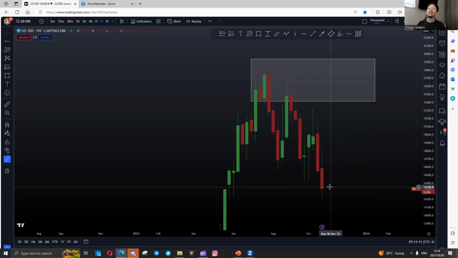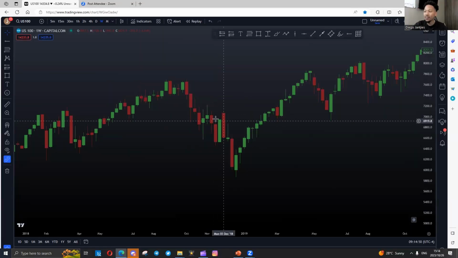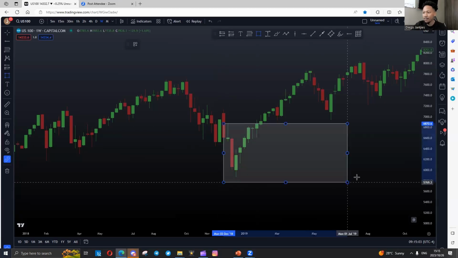Now let's look at an area of demand. Can you guys see over here this momentum towards the downside? Which one is the odd candle? The odd candle is literally this bull candle right there. Find yourself boxing it out, just like that. Boom.